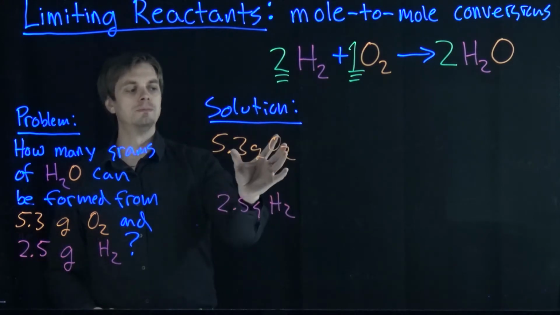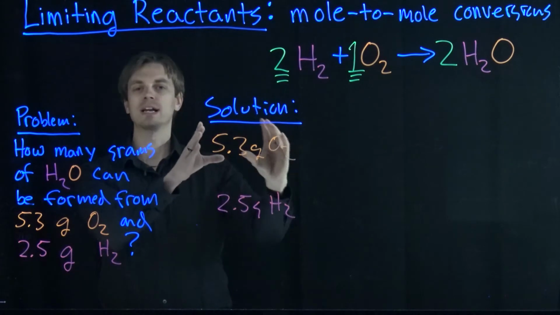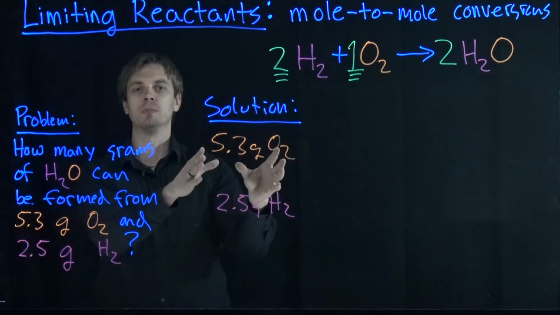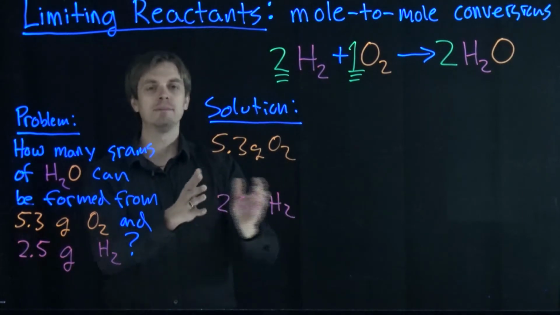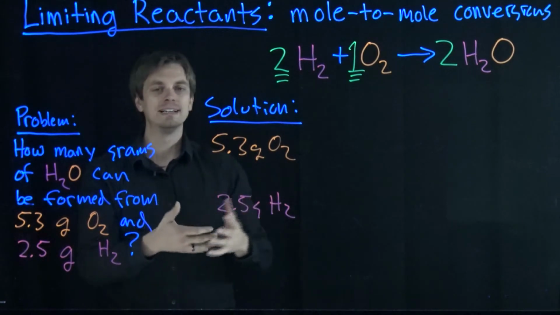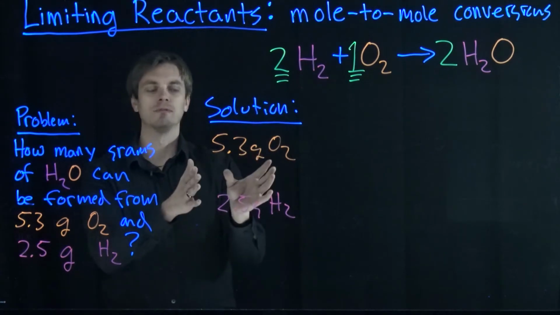Now, our pathway is basically to figure out if I were to hypothetically react all of my oxygen molecules here, we'll want to figure out how much water we can form, do the same thing for hydrogen, and then once again take the smallest quantity at the end. Okay? But now we've got a little bit of a problem.